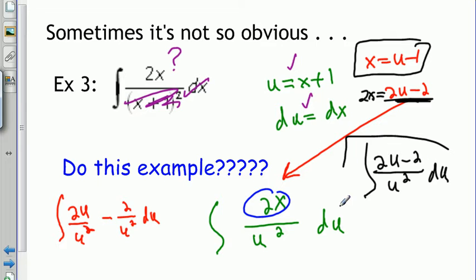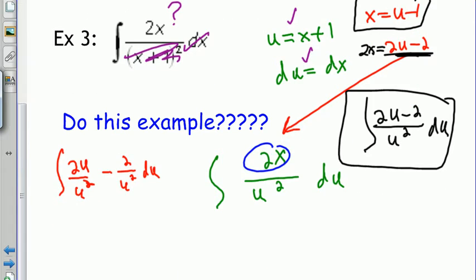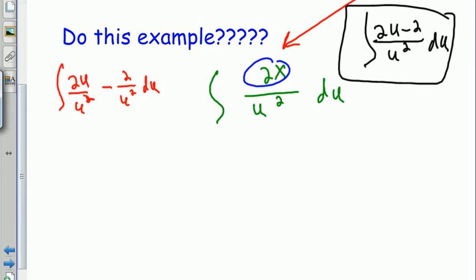Now this integral looks a little ugly, maybe kind of tricky, but really we have to remember that it can be split into two fractions. Never forget that, because that's an easily forgotten one. So it becomes the integral of 2u over u squared, so we're doing the opposite of a common denominator, minus 2 over u squared du.